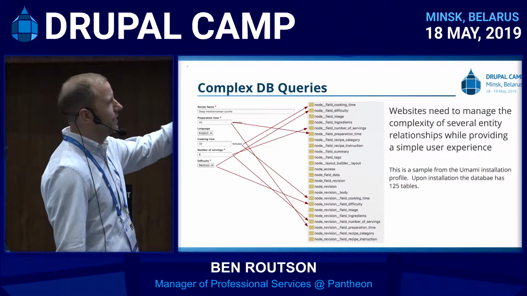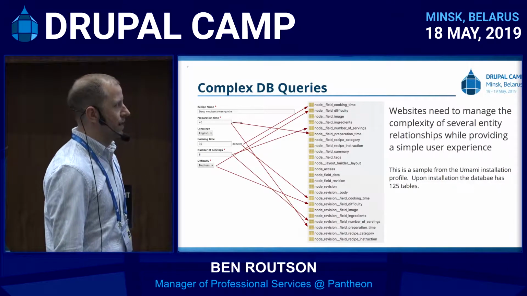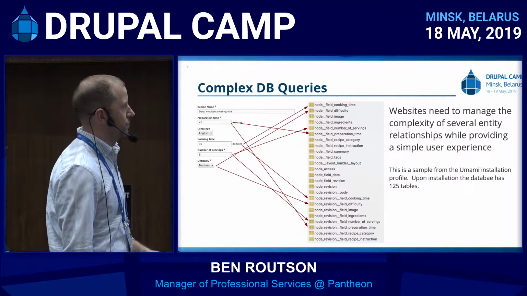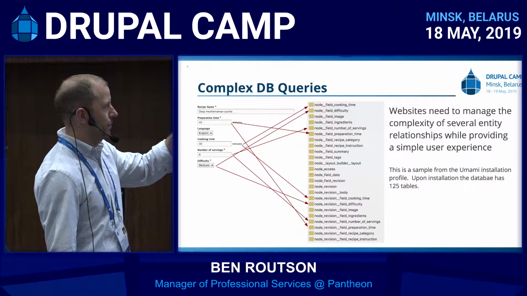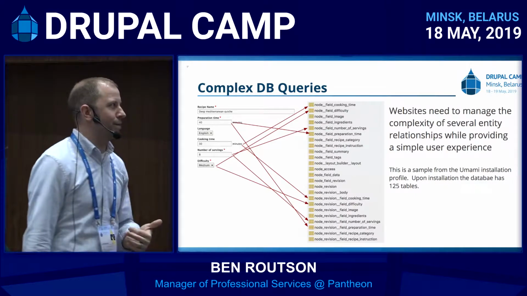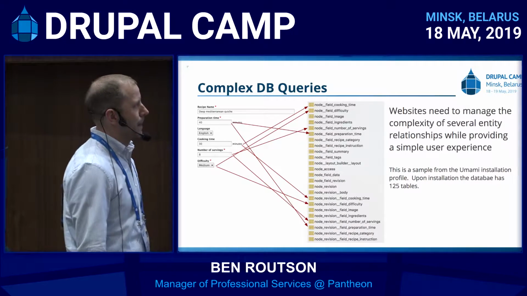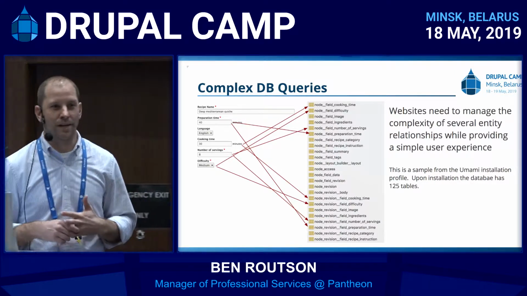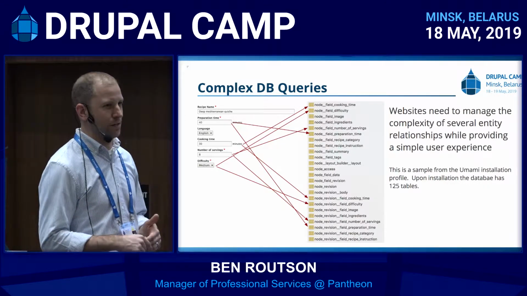And so what I did was I took a little screenshot from the Umami installation profile that ships now with D8. One of the content types that it has is recipe. So you can see there's some custom fields there. I took a little shot of the coordinating database tables that are associated with those fields, so you can get an idea of what's actually happening in the database every time you add a custom field. So it's just multiplying out the database tables. So basically, websites need to be able to manage this complexity with all of those entity relationships without any performance degradation and without sacrificing user experience.